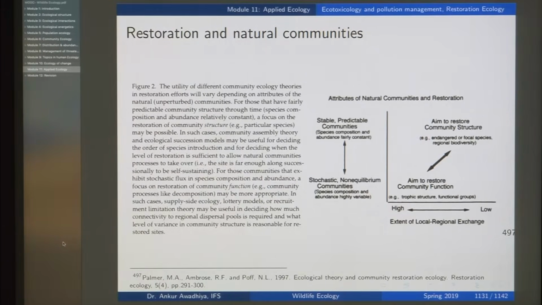But if we are talking about climax communities and they do not have a good amount of exchange with their locality, in that case we will have to aim to restore the community structure itself, because you will have to bring in all the organisms that will be a part of the community structure, because they will not be able to come by themselves, because there is less exchange possible in the region.